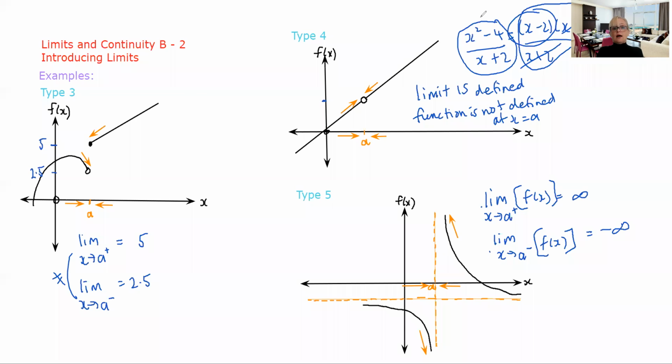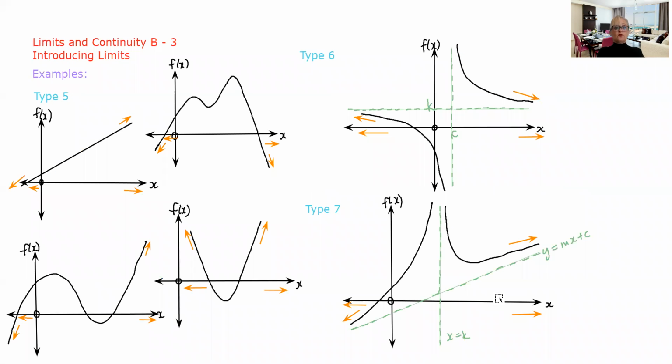Okie dokie, just a couple more to look at. Now I've drawn 4 of these, they're all the same type. I just wanted to show some different versions of the same type. On this slide, what I'm talking about is what's happening as x is tending towards positive infinity and as x is tending towards negative infinity. In other words, what happens to the function as x is getting increasingly large or increasingly small?